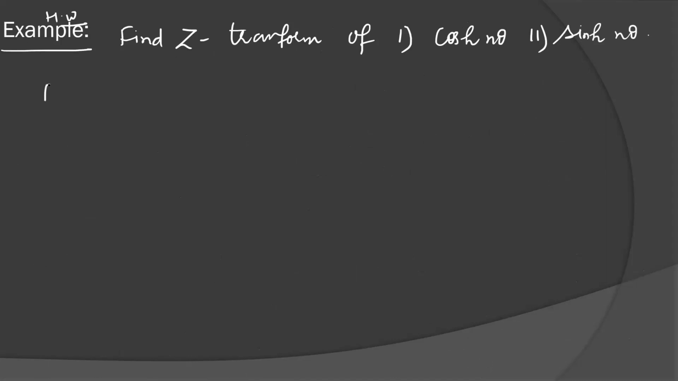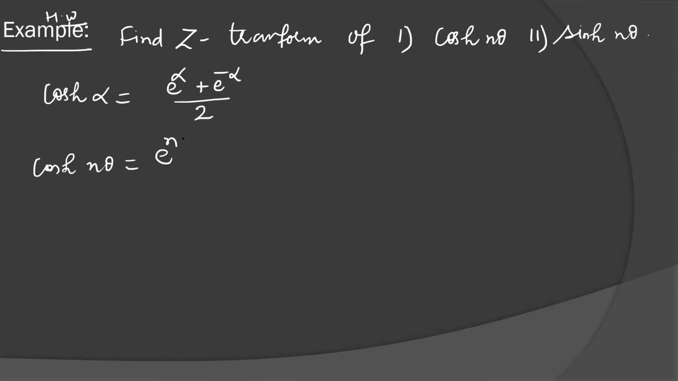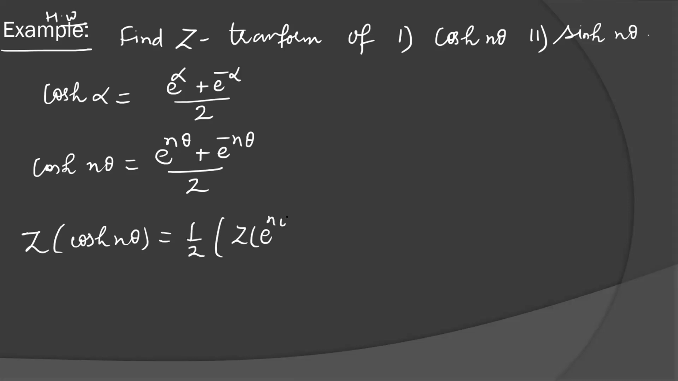Find the Z transform of cos hyperbolic nθ and sin hyperbolic nθ. I am giving you a hint here. Cos hyperbolic α is (e^α + e^−α)/2. So if you put α equals nθ, it will become (e^nθ + e^−nθ)/2. Take the Z transformation both sides. Cos hyperbolic nθ, 1/2 you can take outside: Z of e^nθ plus Z of e^−nθ.